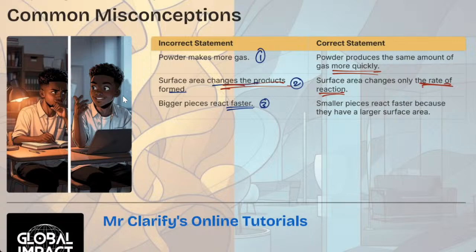Here, smaller pieces react faster because they have a larger surface area. This is the true version. Are we together? So is this one and this one. Bigger pieces do not react faster. They have a smaller surface area. Smaller pieces react faster. They have a larger surface area.